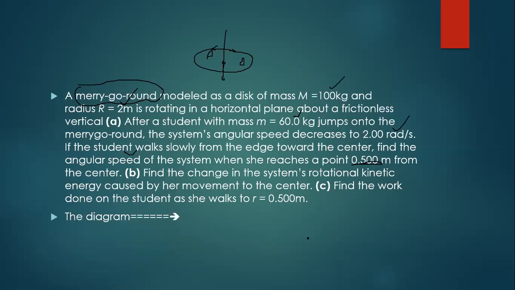So if you have the center like that, and you are at a point 0.5 from the center, that is your radius. If you were here and then you move to a point 0.5 closer to the center, your radius will change from the one on the top to the point where you have moved to. It was mentioned in the question.